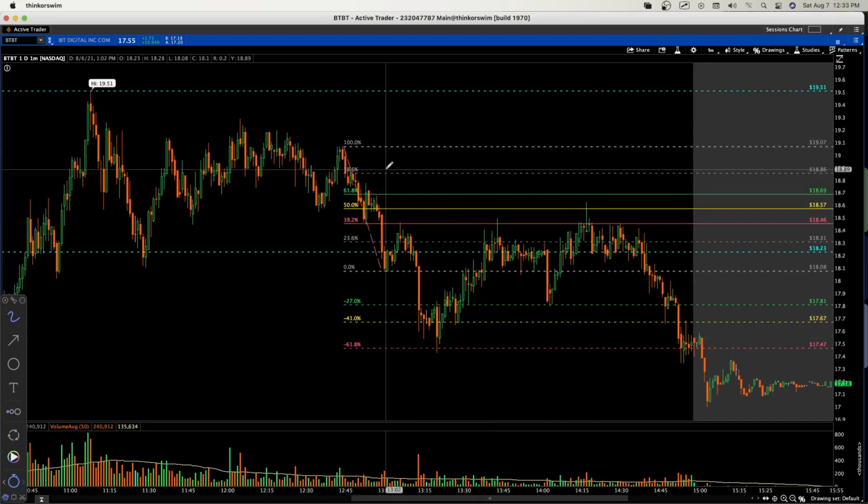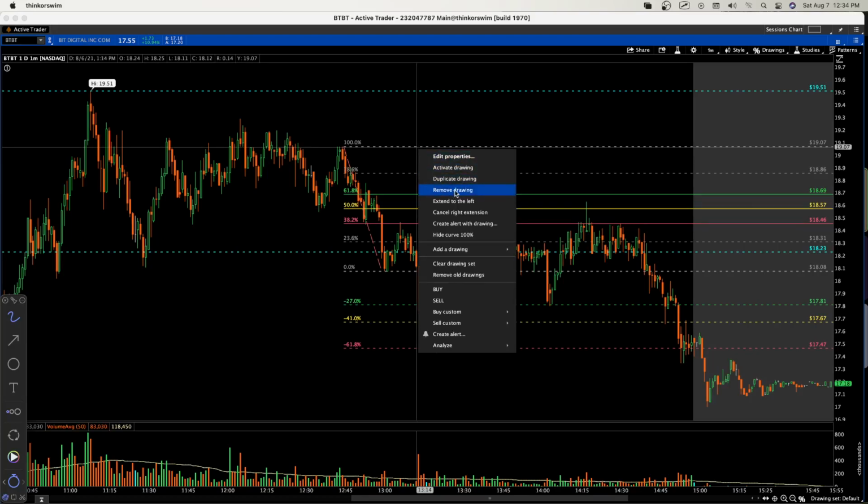Because look where this thing bounced. I mean, right there at the golden ratio. Bounced like a champ and had a very nice move back up, right? Great move back up. So you can use them on the flip side as well. So keep that in mind. Okay, let's look at a couple other moves.